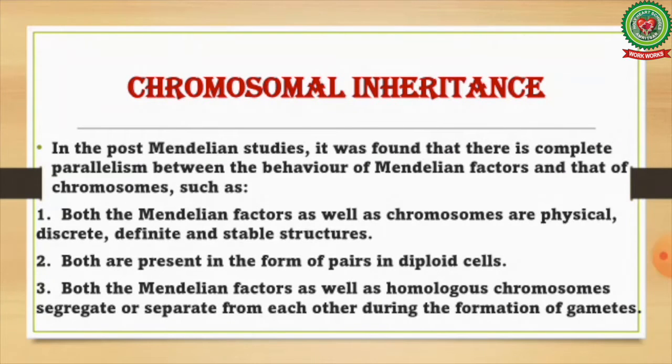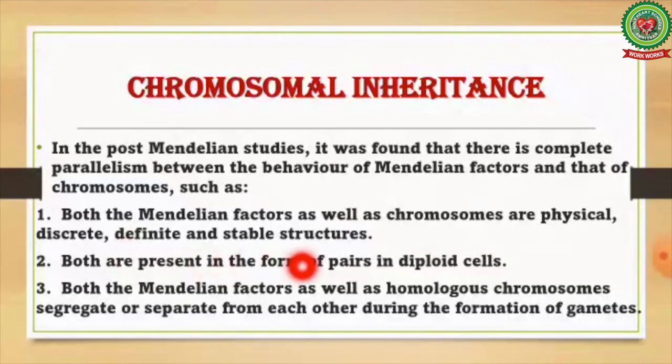In the post-Mendelian studies, it was found that there is complete parallelism between the behavior of Mendelian factors and that of chromosomes, such as both the Mendelian factors as well as chromosomes are physical, discrete, definite, and stable structures. Both are present in the form of pairs in diploid cells.